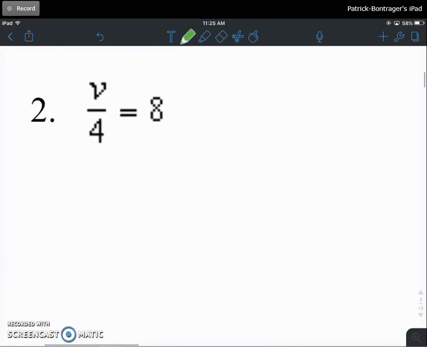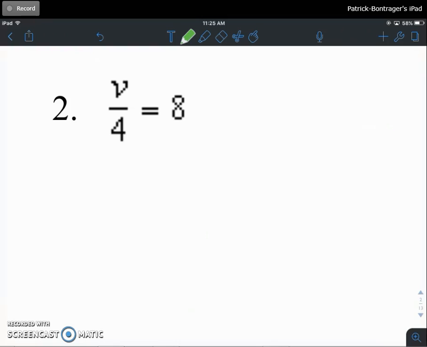The next one we're going to look at is v divided by 4 equals 8. Well, v and 4 are connected through division. So to undo division, we're going to multiply by 4. And multiply by 4. The 4's on the left side are going to cancel. And we'll get v equals 32.